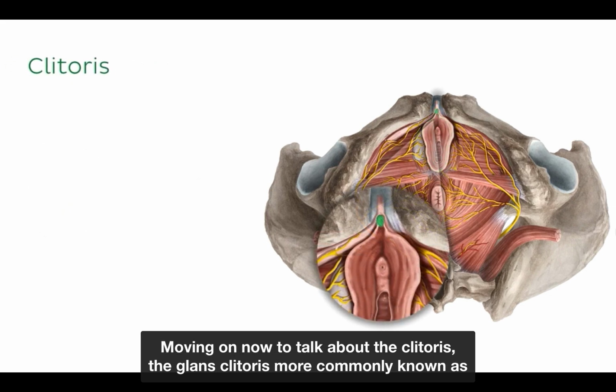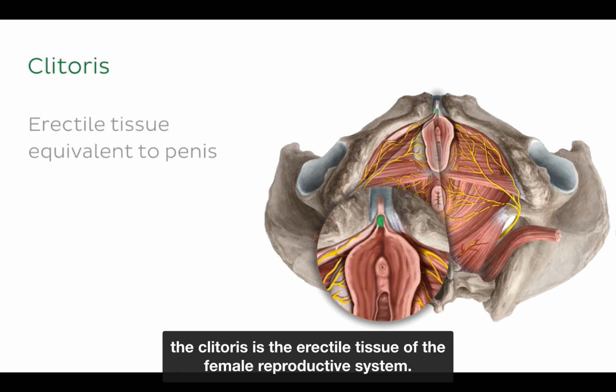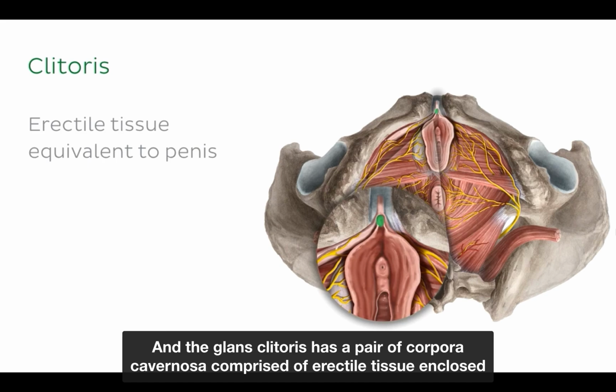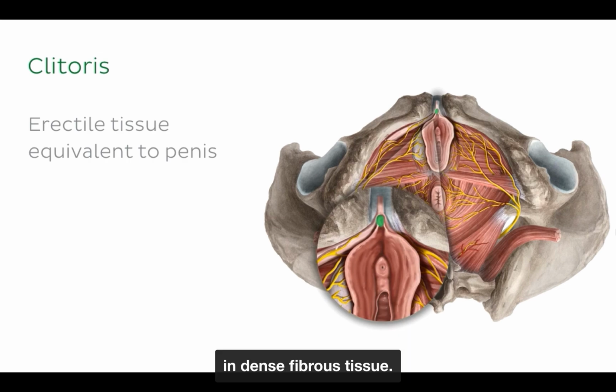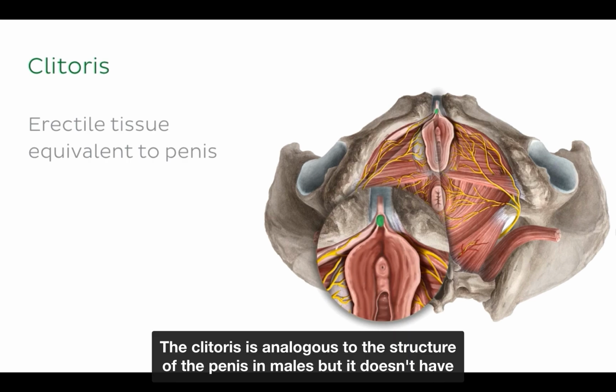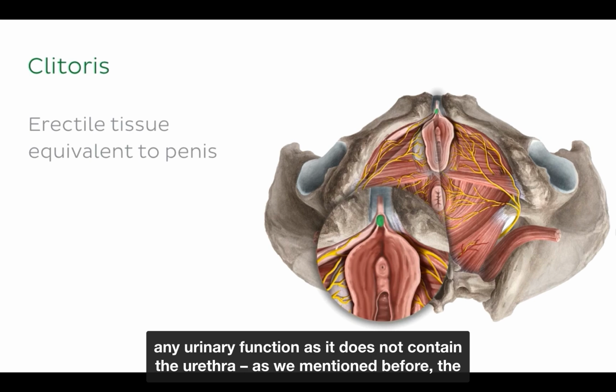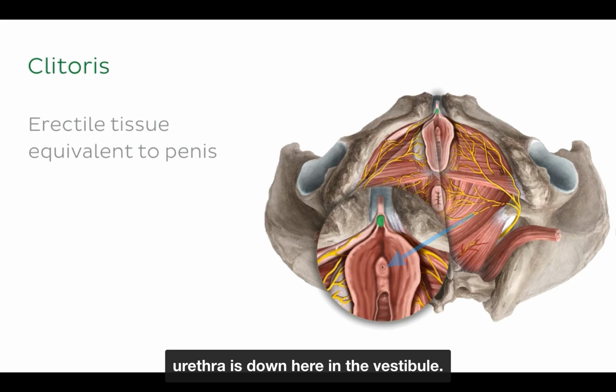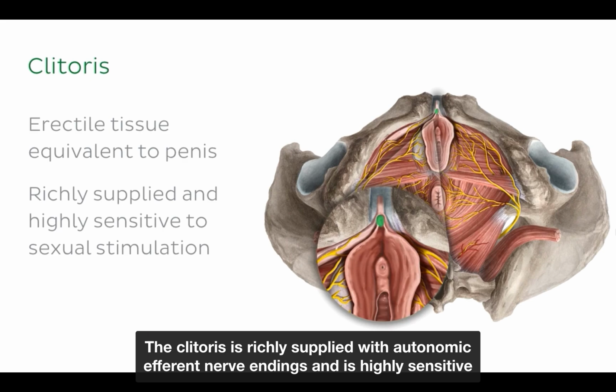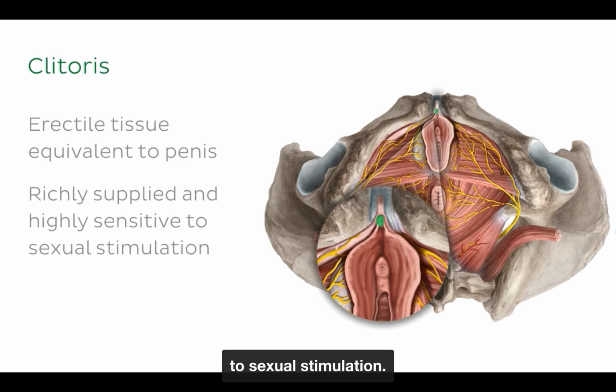Moving on now to talk about the clitoris. The glans clitoris, more commonly known as the clitoris, is the erectile tissue of the female reproductive system, and the glans clitoris has a pair of corpora cavernosa comprised of erectile tissue enclosed in dense fibrous tissue. The clitoris is analogous to the structure of the penis in males, but it doesn't have any urinary function as it does not contain the urethra. As we mentioned before, the urethra is down here in the vestibule. The clitoris is richly supplied with autonomic efferent nerve endings and is highly sensitive to sexual stimulation.